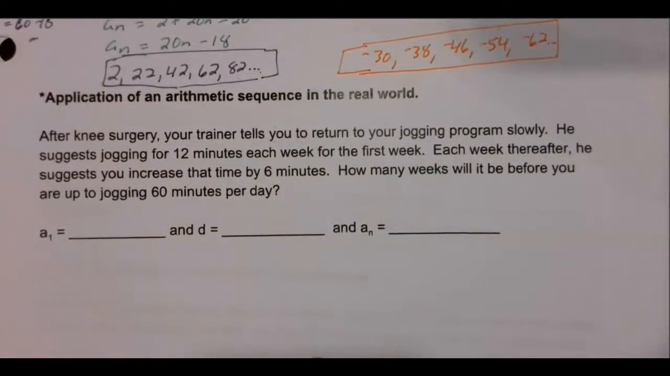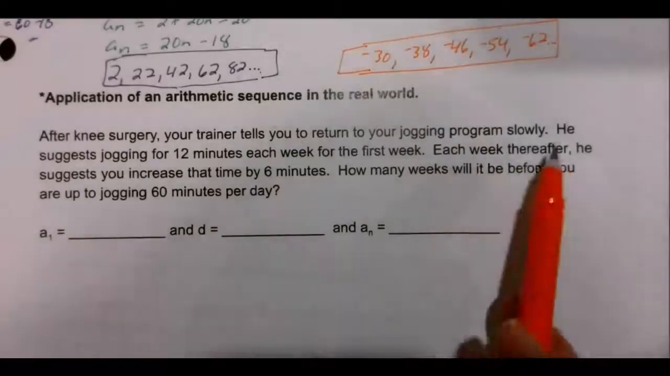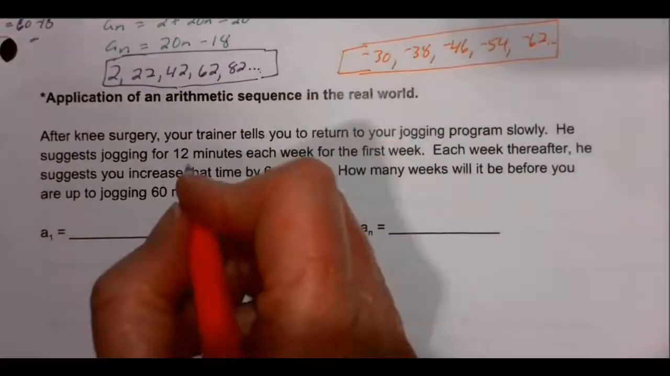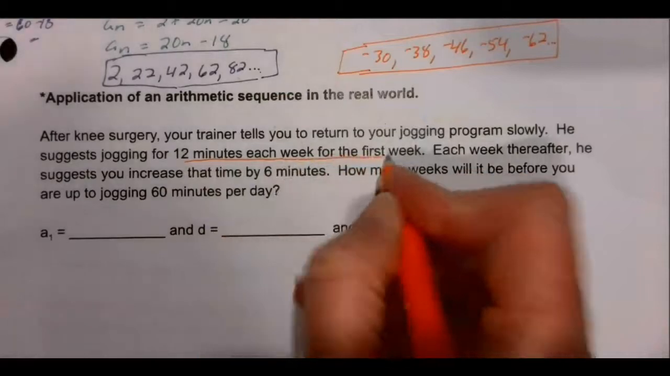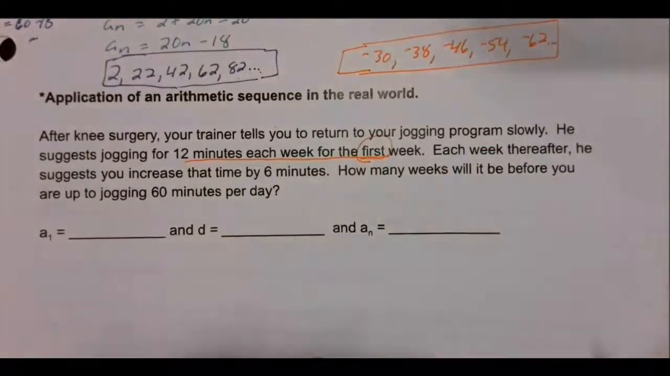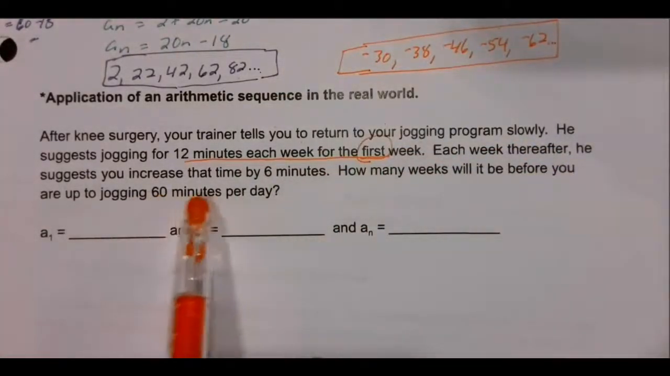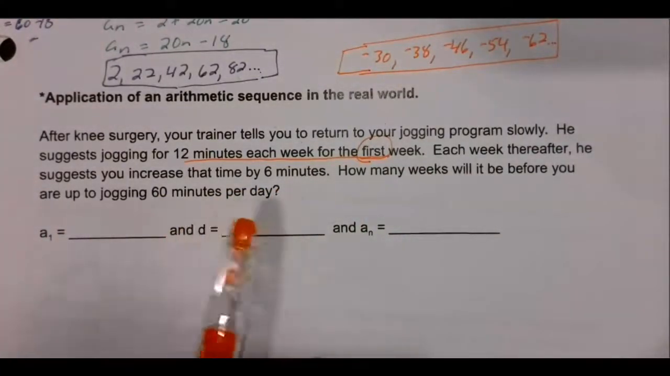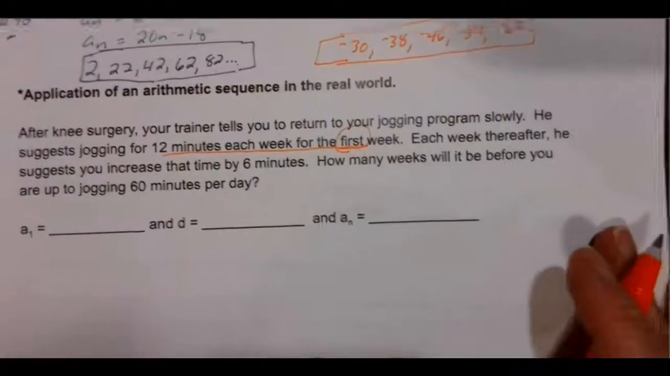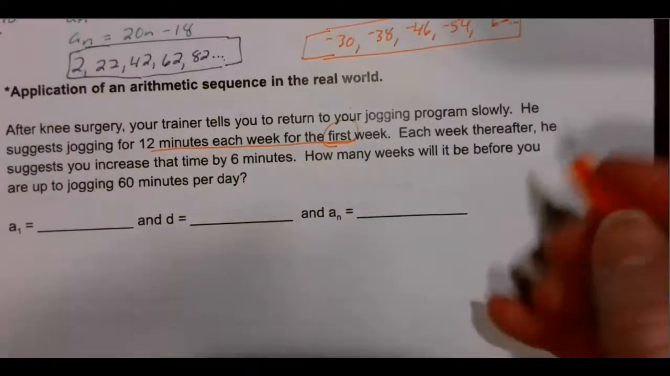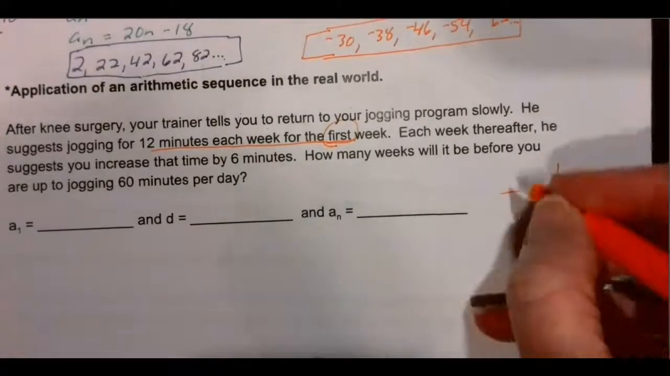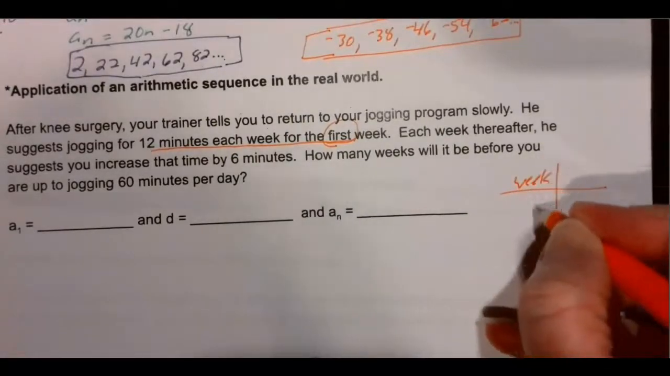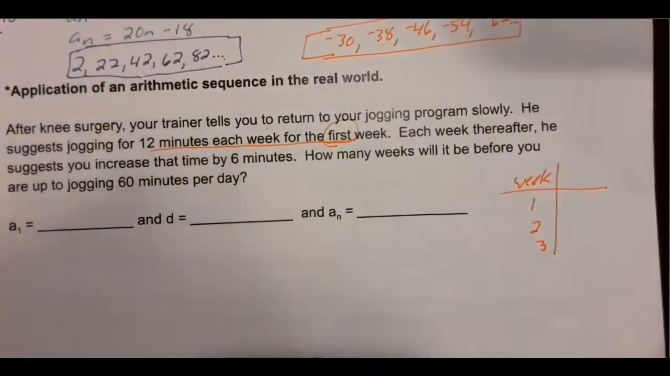Okay, application of arithmetic sequences in the real world. After knee surgery, your trainer tells you to return to your jogging program. He suggests jogging for 12 minutes each week for the first week. Each week thereafter, he suggests you increase the time by 6 minutes. How many weeks will it be before you are jogging 60 minutes per week? In our last notes, we had a table, and it might make it a little easier to see. We have week 1, week 2, and so forth.